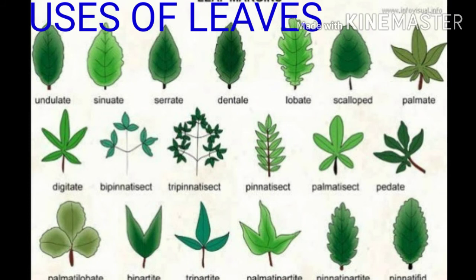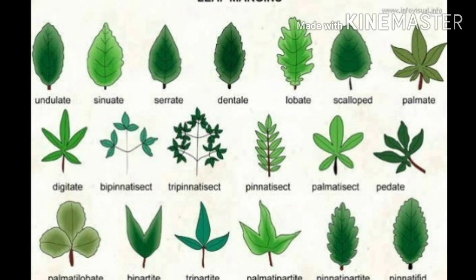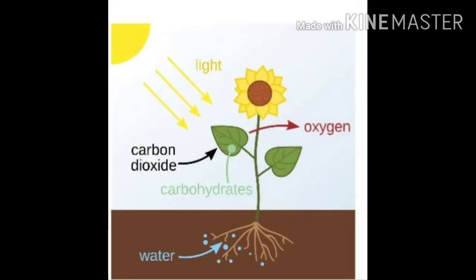Uses of leaves. Leaves prepare food for the plant in the presence of sunlight, using the following: first, water from the soil; second, carbon dioxide from the air; third, chlorophyll pigment. The process is called photosynthesis.